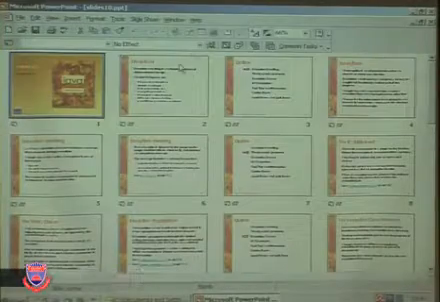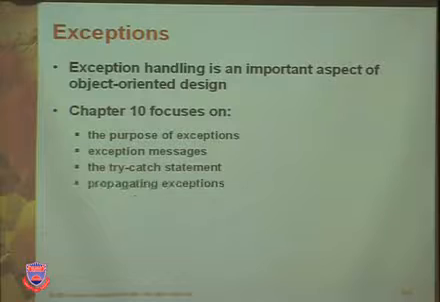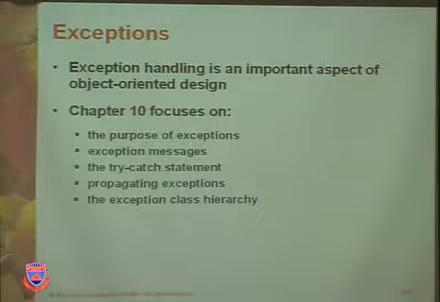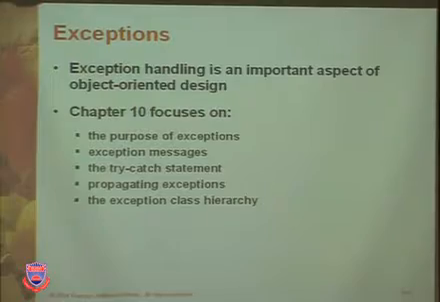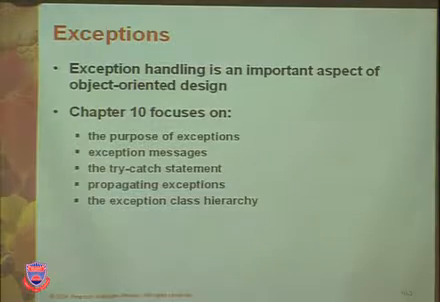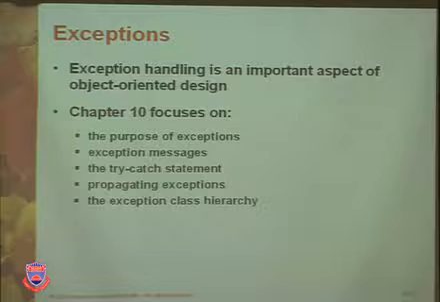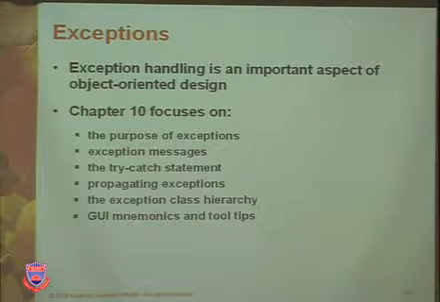So if you look into the chapter contents in chapter 10, basically what we are going to focus on is, first of all, the purpose of exceptions. Why do we deal with exceptions in the first place? And then the exception messages, how they are generated, the stack, and then also the try-catch statement. In addition to that, the finally block. And we will have propagating the exceptions towards the main method, how we can generate exceptions and propagate them, and the exception class hierarchy. In this part we will deal with exceptions that are checked and unchecked.